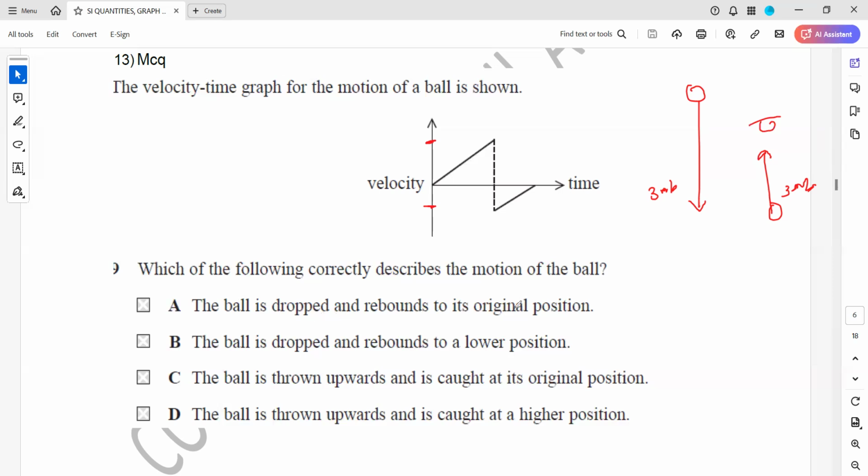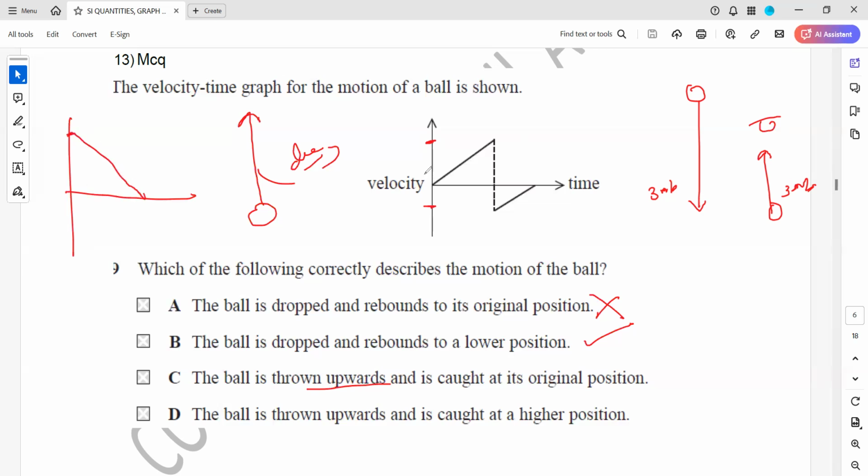So the ball is dropped and rebounds to the original position? No. The ball is dropped and rebounds to a lower position? Yes. The ball is thrown upward. Why is thrown upward not correct? Because when I throw something upward, what should happen to the velocity? The velocity should decrease. It means the graph should start from a maximum value and then decrease. But the graph is starting with a minimum value. So that's why the ball is not thrown upward. Both are wrong. So B will be the right answer. Is it clear?